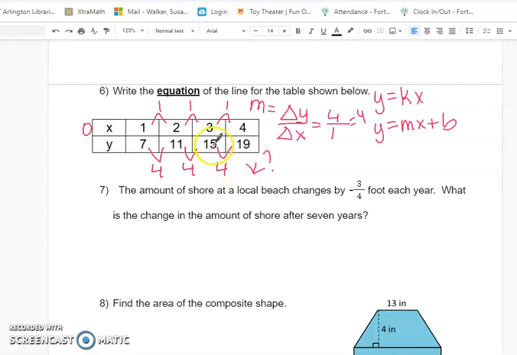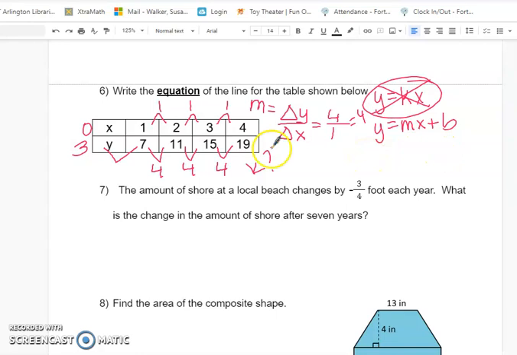19 minus 4 is 15. 15 minus 4 is 11. 11 minus 4 is 7. 7 minus 4 is 3. So it does not go through 0, 0. Therefore, it is not this equation. Okay? So it's this one here.